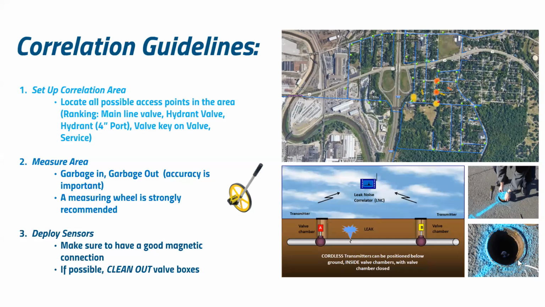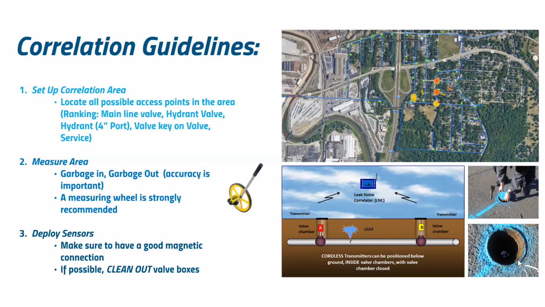Now, the Gutermann sensors and correlator sensors and loggers, they're easy to use. They're flexible as far as small and compact. So they can go in some tight areas, as you can see, down in valves or meter boxes.